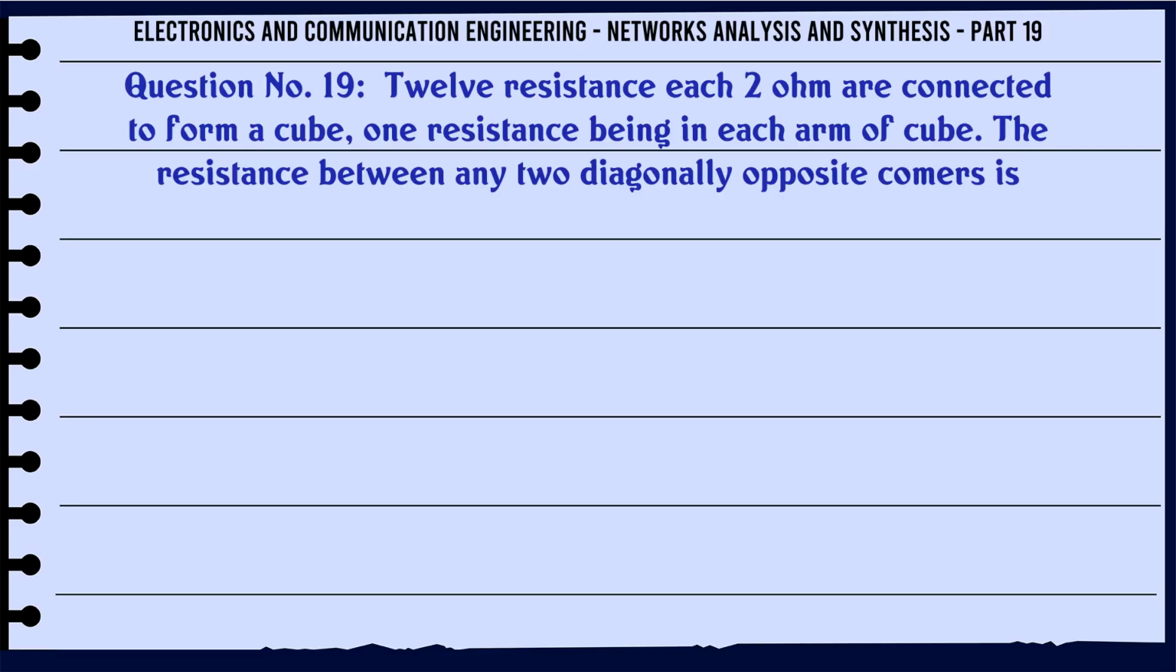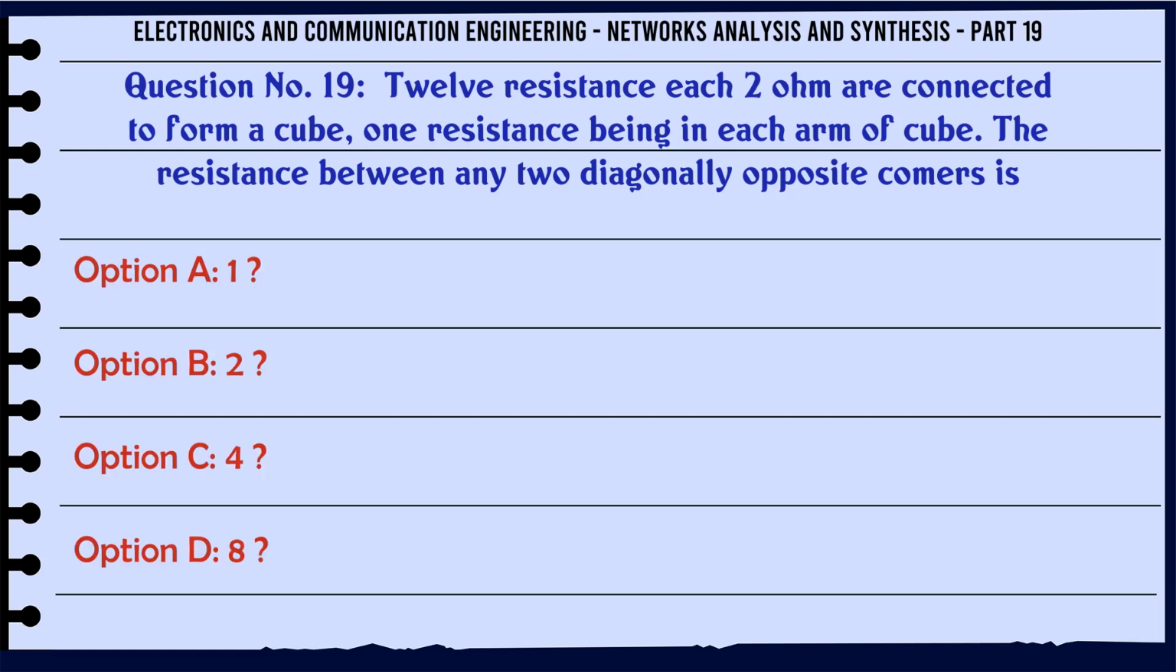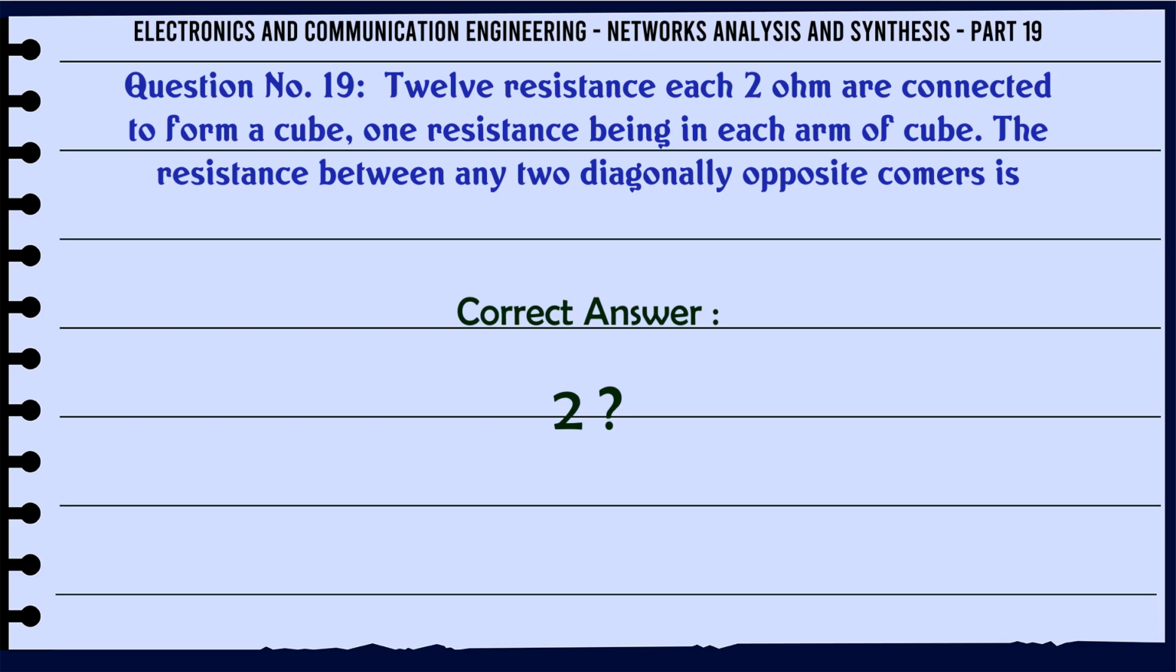12 resistances each 2 ohm are connected to form a cube, one resistance being in each arm of the cube. The resistance between any two diagonally opposite corners is: A) 1, B) 2, C) 4, D) 8. The correct answer is 2.